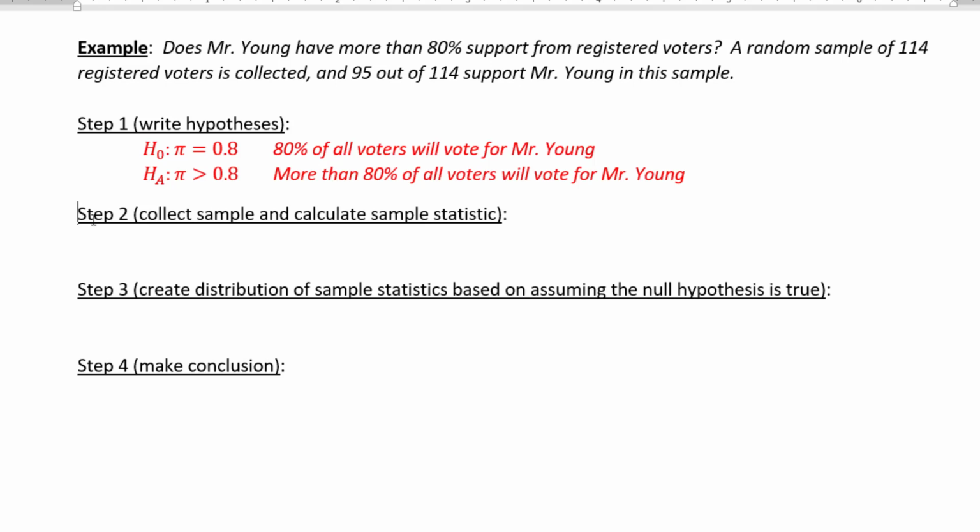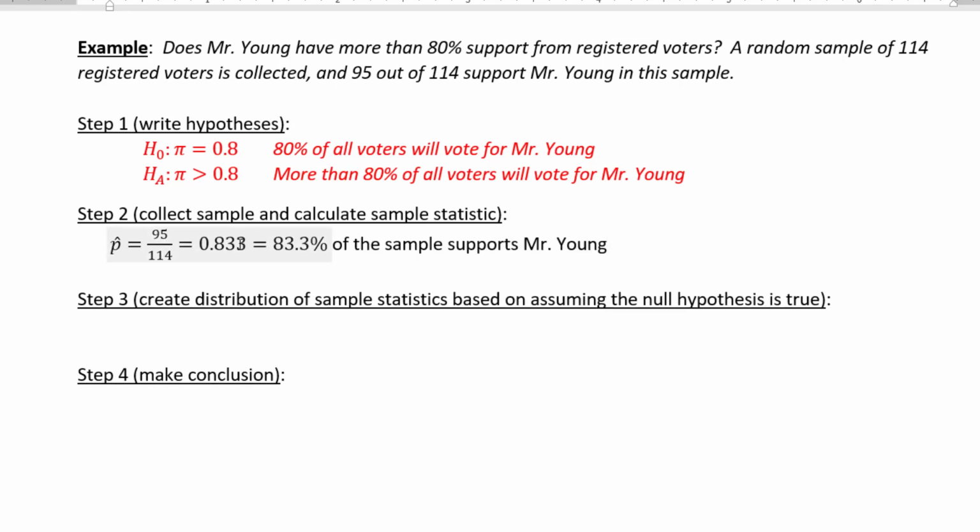Step 2 of the hypothesis testing process is to collect a sample, hopefully a representative sample from the population, and calculate the sample statistic from that sample we collected. We were told that a sample was collected and that in that sample they found 95 people out of 114 supported Mr. Young. So 95 out of 114 is the proportion of the sample that supports Mr. Young. That's a p-hat. So our p-hat is 0.833 approximately. So 83.3% of our observed sample supports Mr. Young.